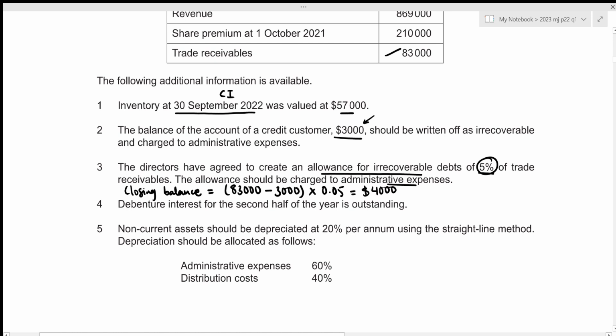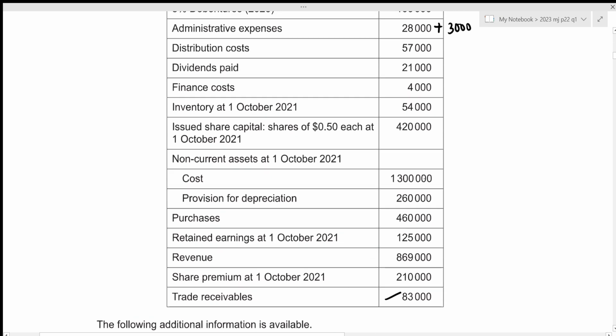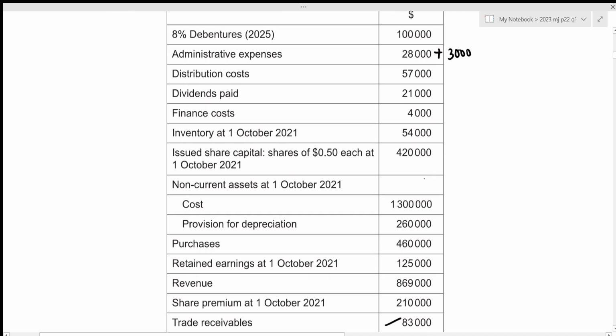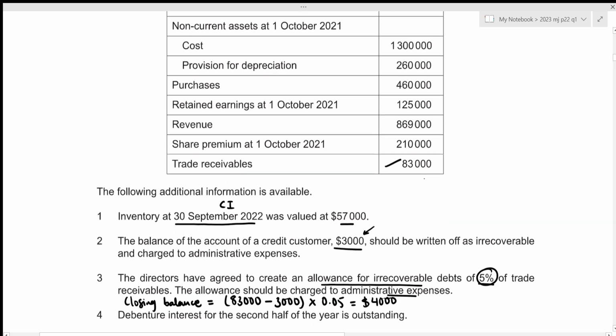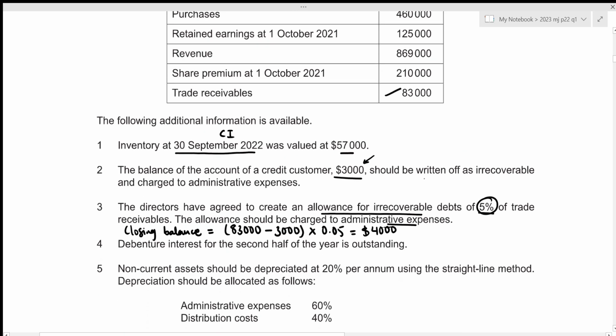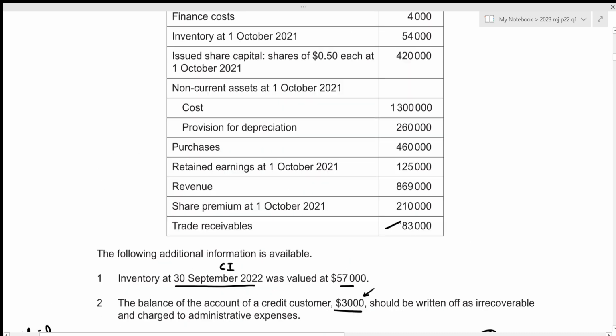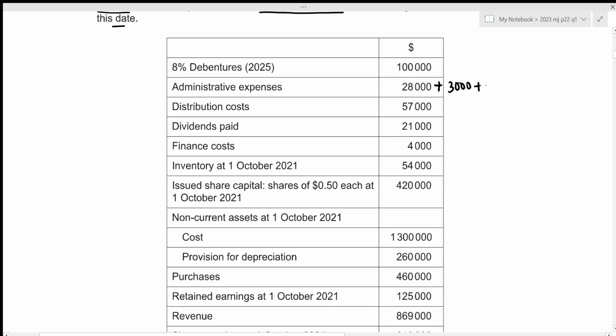Now the next step would be to compare this closing balance to the opening balance for this allowance. Let's have a look above. We're actually not given any allowance for irrecoverable debts at the opening date, so we just assume it to be 0. If we compare our opening balance of 0 to the closing balance of 4,000, we can clearly see that there is an increase in our allowance for irrecoverable debts. We're told here that the allowance should be charged to administrative expenses. So we're just going to charge this 4,000 as well to administrative expenses. So that will be plus 4,000.